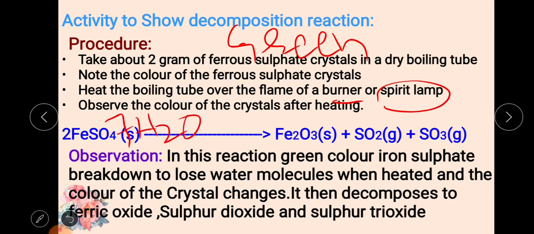When you heat the iron sulfate, we should add this triangle because we are heating it. So when you heat iron sulfate, 7H2O, the iron sulfate breaks down into ferric oxide, that is Fe2O3, plus sulfur dioxide and sulfur trioxide gases. So in this reaction, the big molecule of iron sulfate crystal changes its color from green to white, and then it decomposes to give ferric oxide, Fe2O3, and sulfur dioxide and sulfur trioxide gases. So let's see the video to understand this activity.